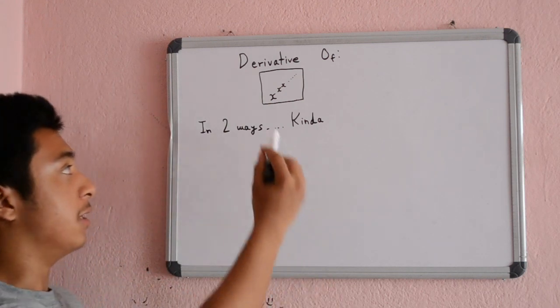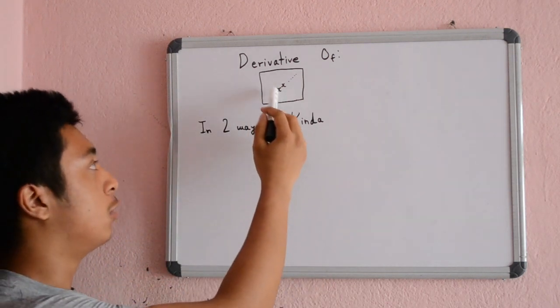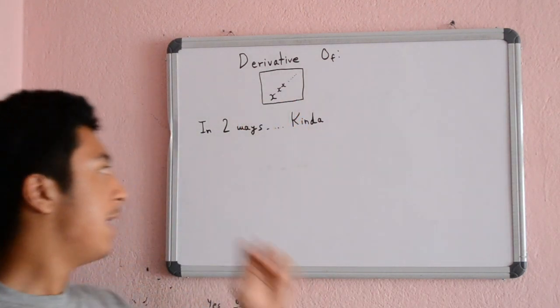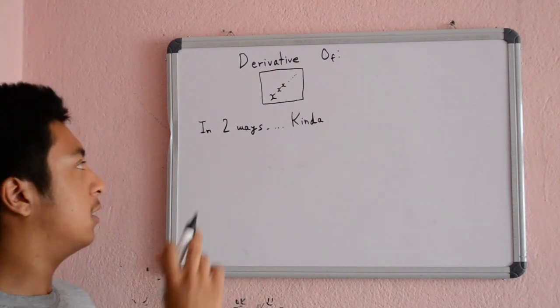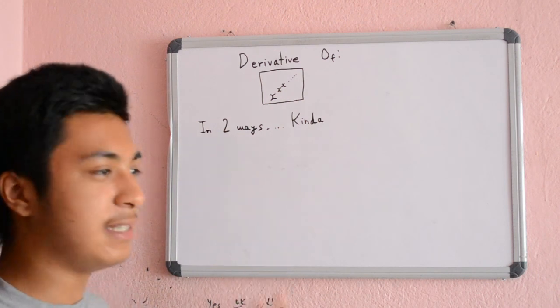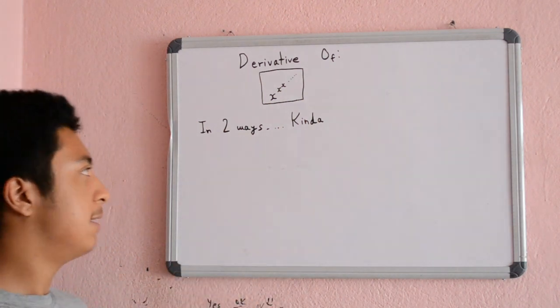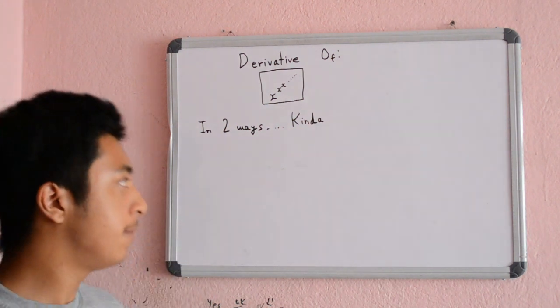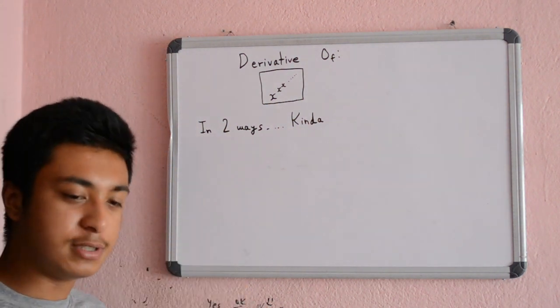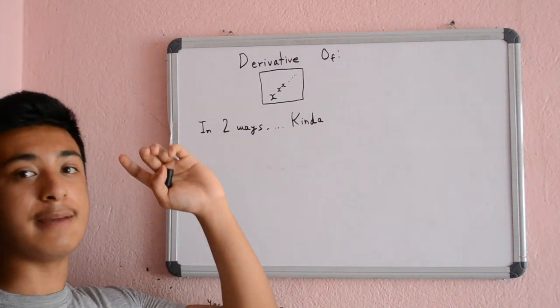Hello guys, let's find the derivative of x to the power of x to the power of x and so on. And we're going to be finding it in two ways, but sort of. Because here the two ways are not really two different ways, because the main point is differentiating, and it's going to be the same step. So let me just show you what I mean.